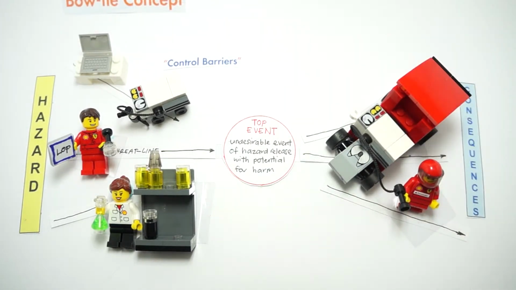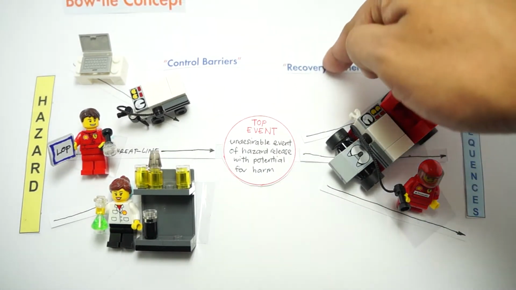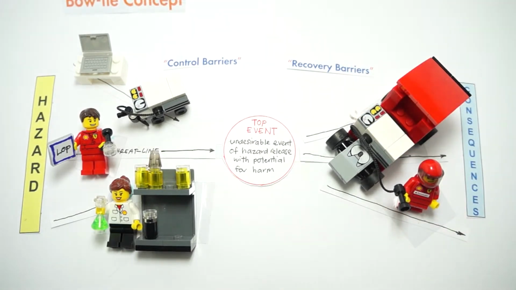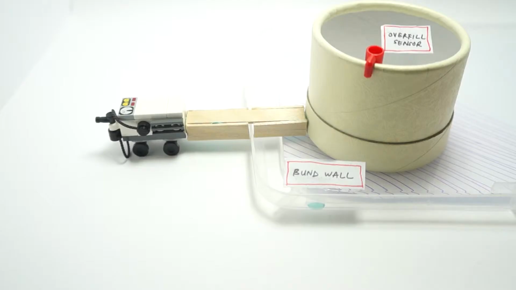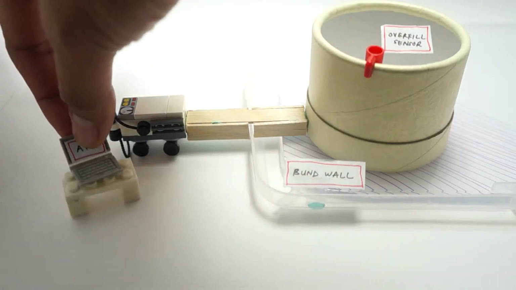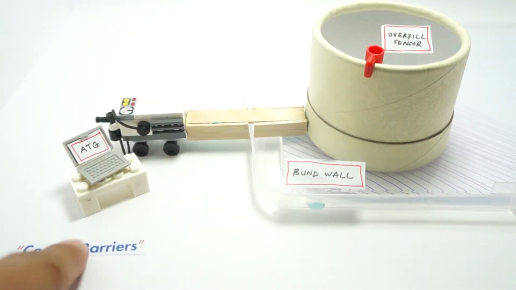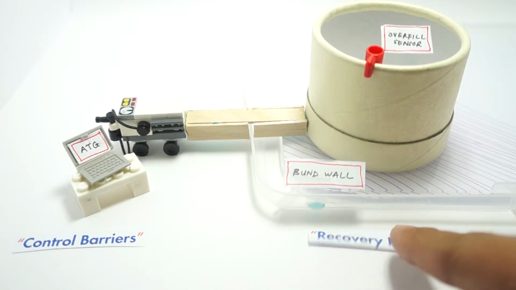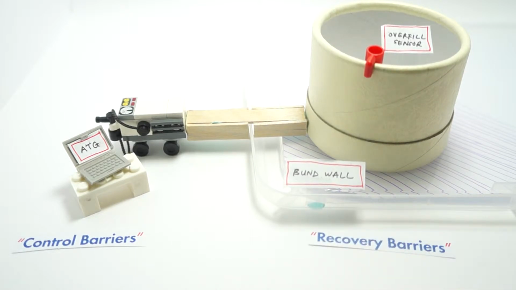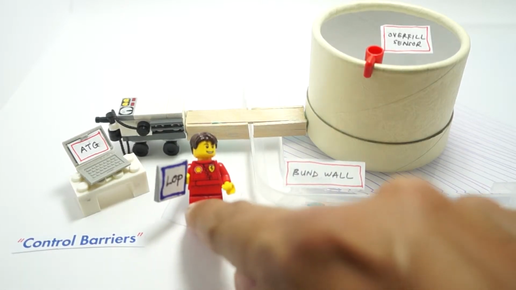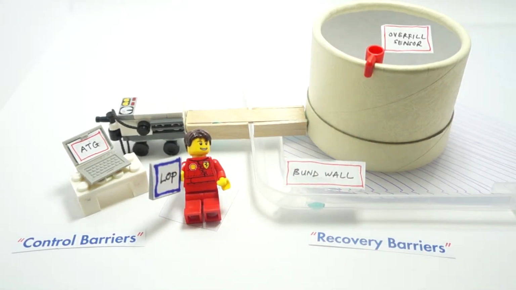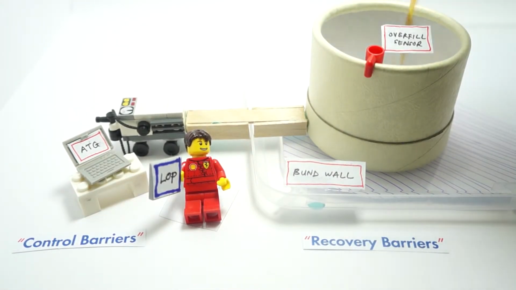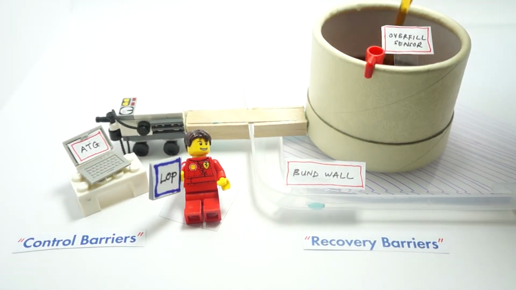When we put a set of barriers after the top event to mitigate the potential harm, they are called recovery barriers. Let's take a look at an example of a tank filling operation. ATGs and overfill sensors are control barriers, while the bund wall is a recovery barrier in case of a spill. Now, a person acting as per the LOP can be a control barrier or a recovery barrier.